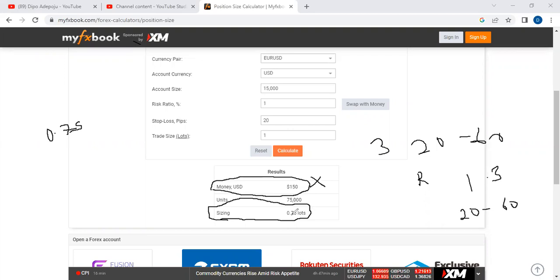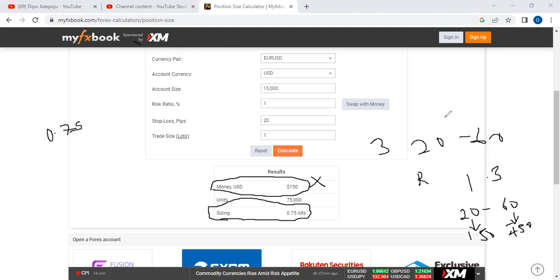Now calculate this. You are now using 0.75 lot, right? That is what the calculator asks you to use. Now this 0.75 simply means if I am risking $150, and I'm using 1:3, I will be making $450 in return. So it means I can afford to risk $150 with this my 20 pips, and I will be making with this my 60 pips $450. It's as simple as that.